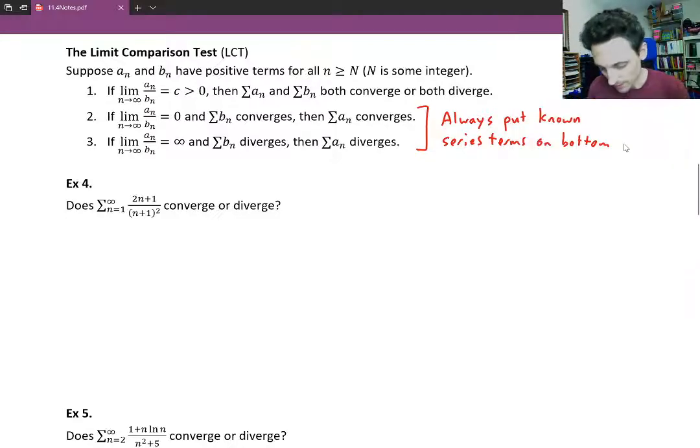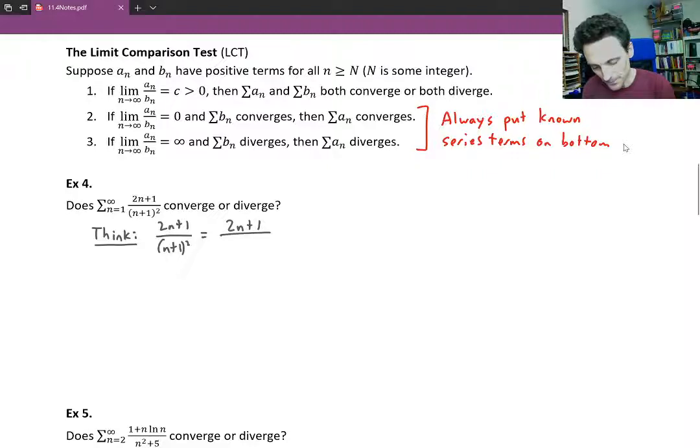All right, so for example 4, what we're going to think is 2n plus 1 over n plus 1 squared. We're going to expand out the n plus 1 squared so we can see what the leading term is. Looks like the leading term on the bottom is n squared, and on the top it's 2n.